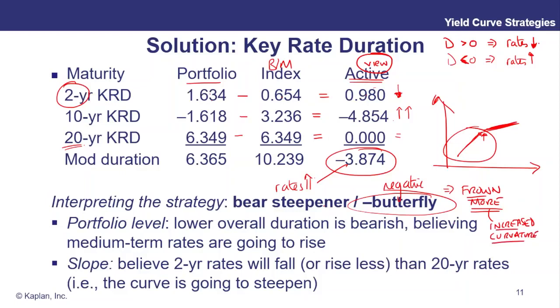So these are the views that the manager has. Overall, they think rates are going up, so they're a bear. Because short rates are falling and long rates are not falling as much, you can argue there's a steepening. Intermediate rates are rising, at least that's their view, and that means there's an increase in curvature as well, so a negative butterfly. We're going to frown more. That concludes Module 3 for the yield curve strategies reading in fixed income.